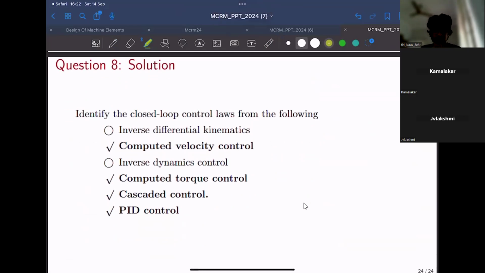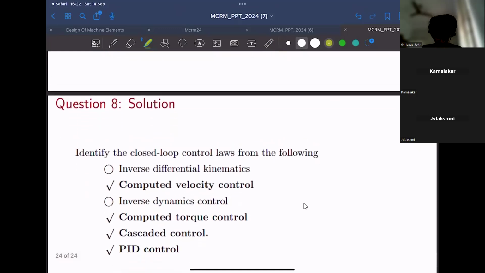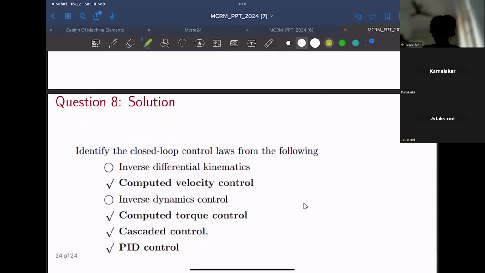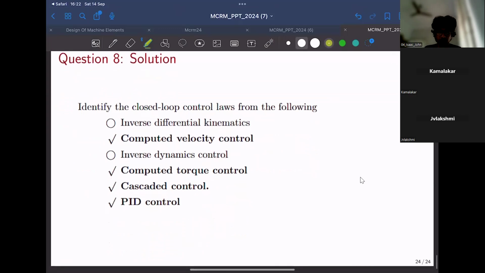My intention was to discuss mostly on this cascaded control and also a few questions. And as you can see, these are more or less overlapping with the topics that we have discussed during the previous tutorial session. Yeah, so unless there are any more doubts, we can wrap this session up.